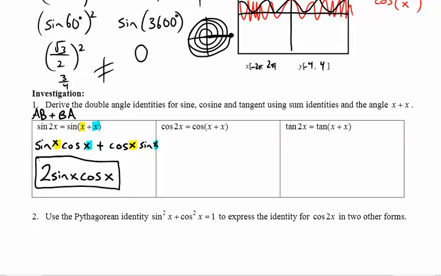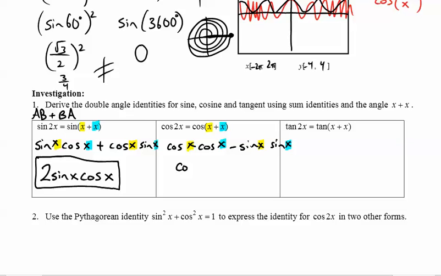Okay, so pause the video and go back to your expressions for cosine and tangent and see if you can derive the expressions for the double angle identities for cosine and tangent. So in order to derive the double angle identity for cosine from the addition identity, we're just going to use the formula for cosine, which is cos cos, sine sine, and the sign in the middle changes. Then we put in the first angle, second angle. So we get cos x cos x minus sine x sine x.